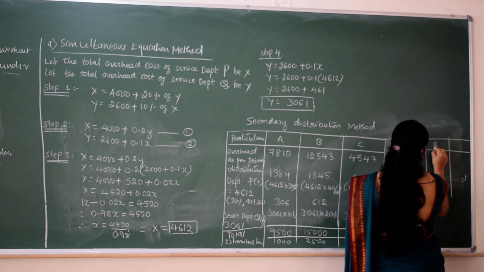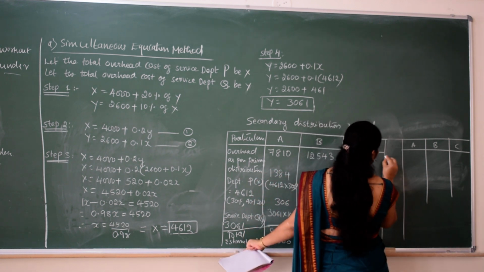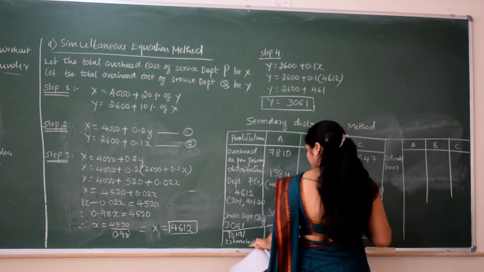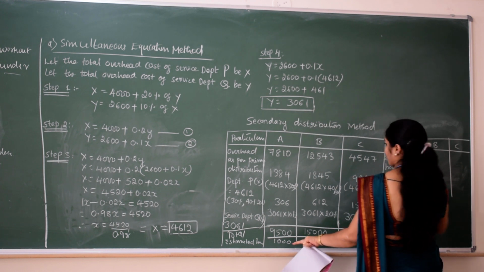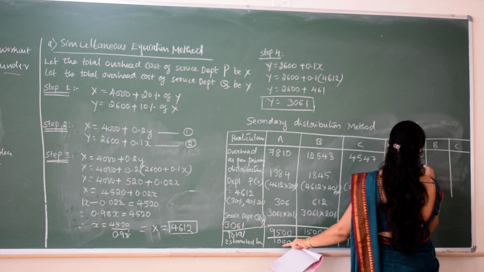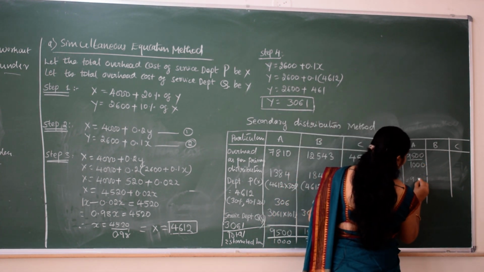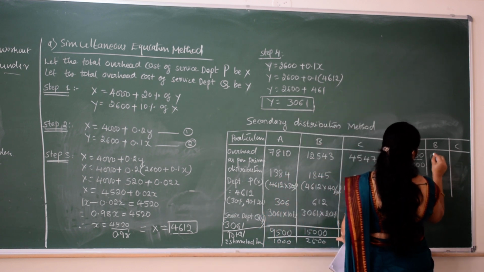A, B, C. Here the estimated hours. So here 9,500 for production department A, and per hour is 1,000. So how much is the value? The value is 9.5.